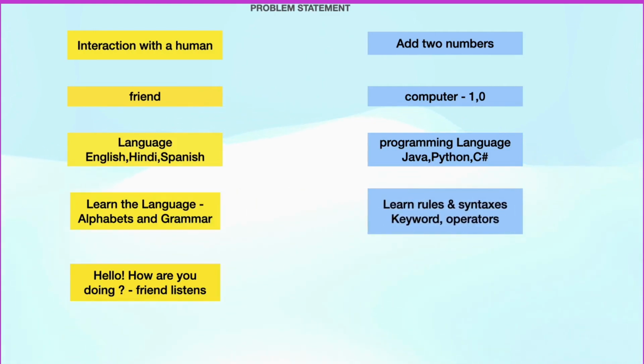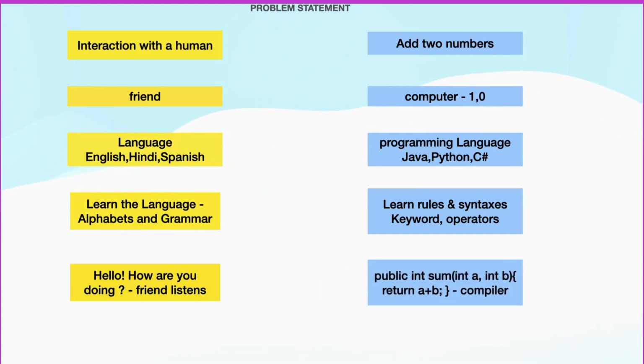In order to learn any programming language, say Java, Python, or C#, I need to learn the rules and syntaxes associated with that particular language. For example, the alphabet and grammar of English are different from those of Hindi. Similarly, the keywords, the operators, the rules, and the syntaxes of every programming language differ from other programming languages.